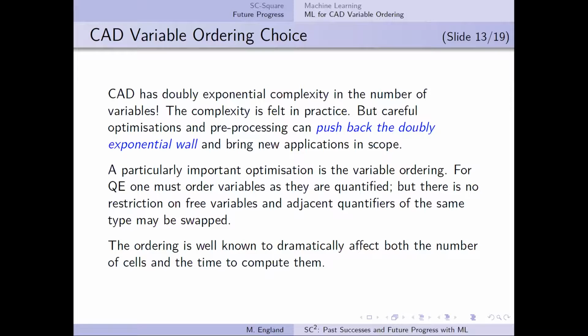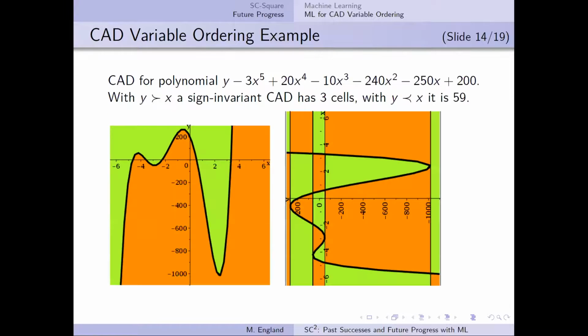For quantifier elimination, you do have to order the variables in the order they're quantified, but there's no restriction on free variables, and adjacent quantifiers of the same type may be swapped. So we have this choice here that needs to be made, and it can dramatically affect the number of cells in the CAD and the time to compute them. So here's a kind of trivial example where I've got a simple polynomial, linear in y. So it's just a curve that turns up and down. If I look at it in this variable ordering, it's just 3 cells: above the curve, below the curve, and the curve itself. But if I was to make the mistake of looking at it in the other variable ordering, I end up with 59 cells.